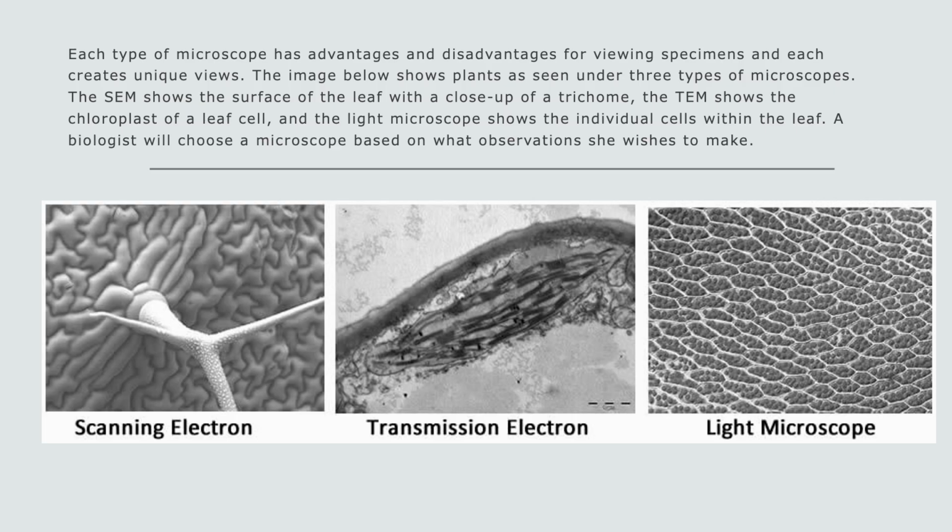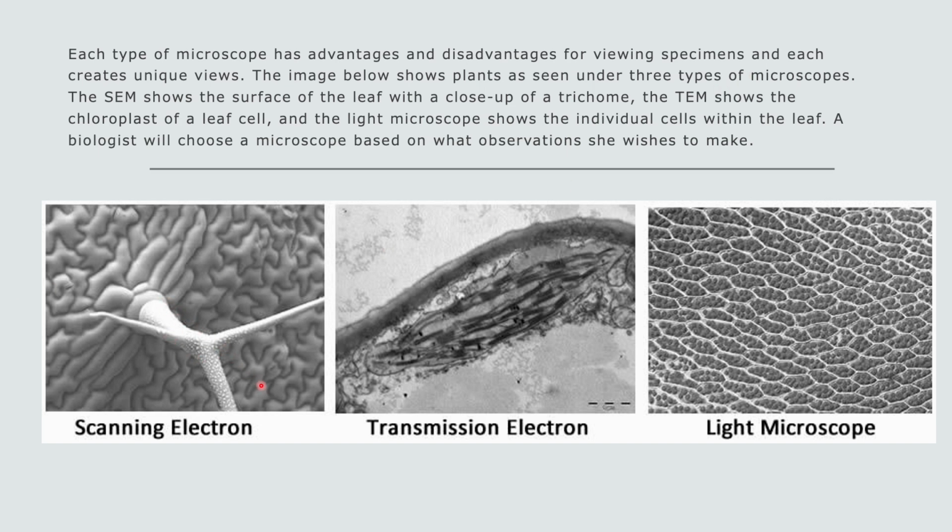Each type of microscope has advantages and disadvantages for viewing specimens, and each creates a unique view. The images below show plants as seen under 3 different microscopes. The SEM shows the surface of the leaf with a close-up of a trichome. This is the trichome.